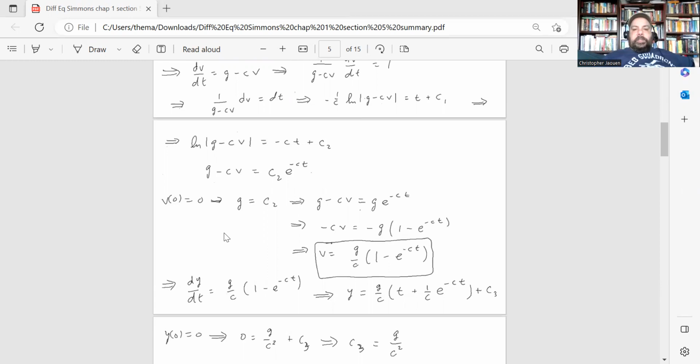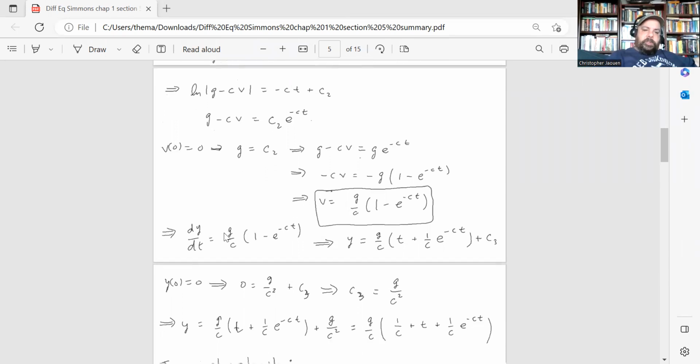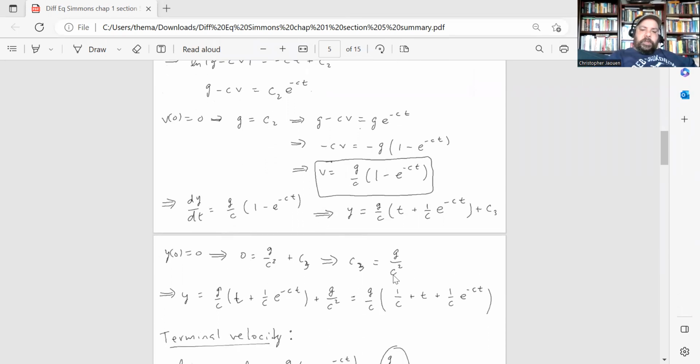So the velocity is g over c times 1 minus e to the negative ct. And then if you want to, you can replace v with dy dt, and then you could go on further, just solve that first order differential equation, and you can get the equation for the position at time t as well.